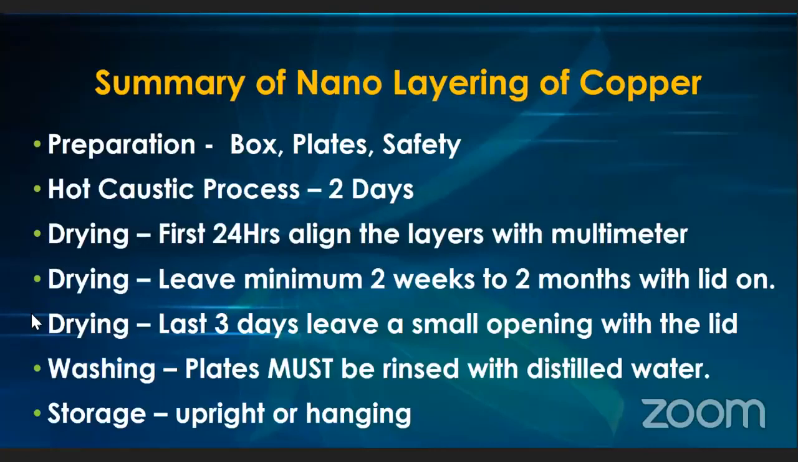So your hot caustic process, essentially 2 days, and then your drying. If you want to do your first 24 hours to align the layers with the multimeter, and as Sandro says, depending on what you're wanting to do, you can carry on with that aligning with the multimeter. You leave for a minimum 2 weeks to 2 months with the lid on, and it's only in your last 3 days where you'll have a small opening with the lid to change that transition of the environment. And your plates must be rinsed with the distilled water.